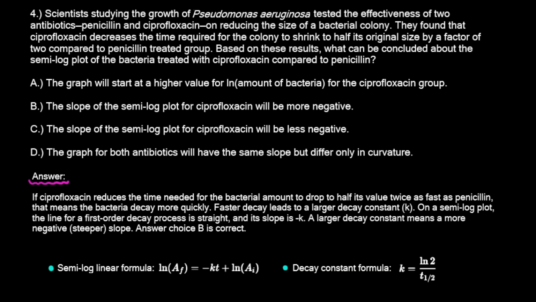Once k doubles, the slope of the semi-log line becomes twice as steep. A steeper slope means a more negative slope, which further means the graph drops downward faster. So this leads directly to the correct answer. Answer choice B.